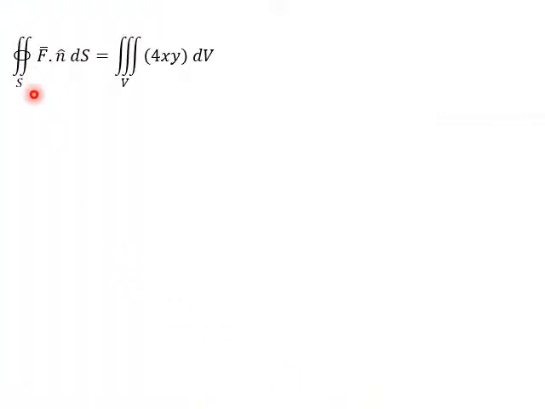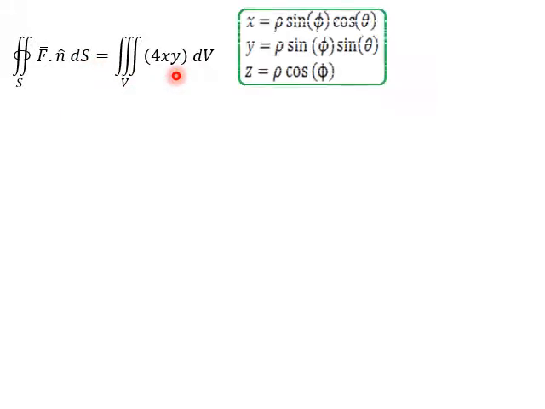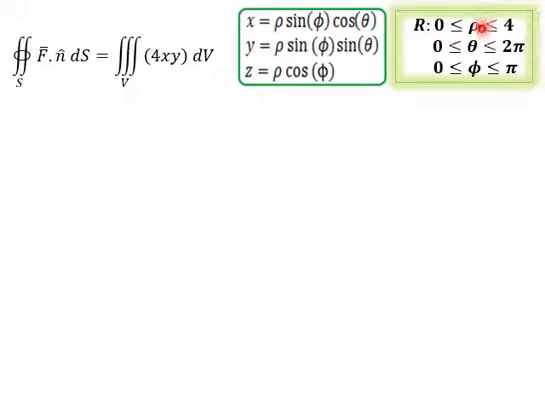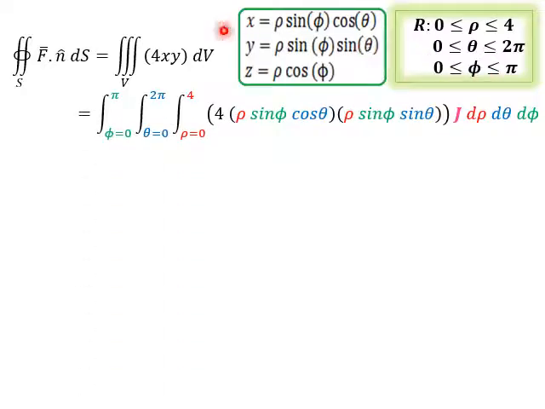Double integral over S f bar dot n cap ds is the triple integral of 4xy dV. The transformation is spherical coordinate transformation because the surface is a sphere. x is rho sin phi cos theta, y is rho sin phi sin theta, z is rho cos phi. Rho varies from 0 to 4, theta varies from 0 to 2 pi, phi varies from 0 to pi. Substitute xy, and the Jacobian for the transformation is rho square sin phi. All the three bounds are constant bounds. We can integrate in any order.